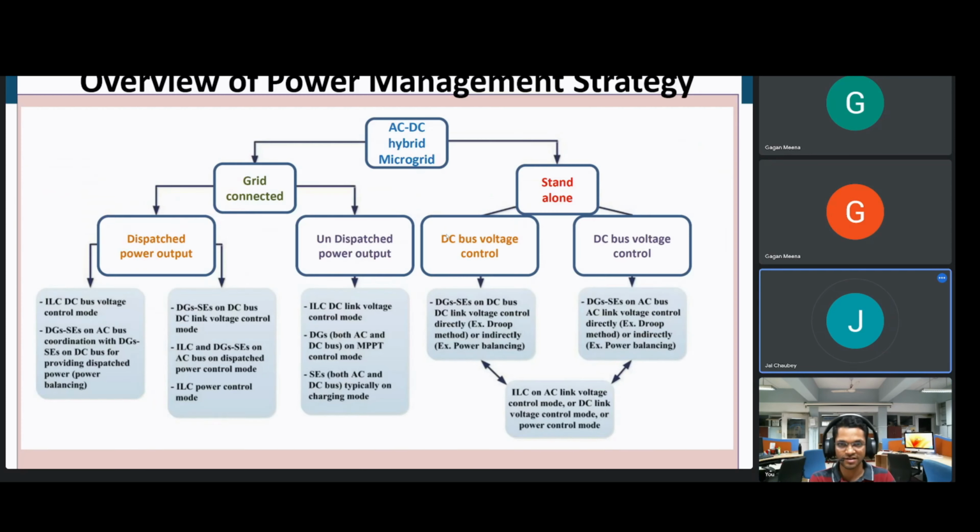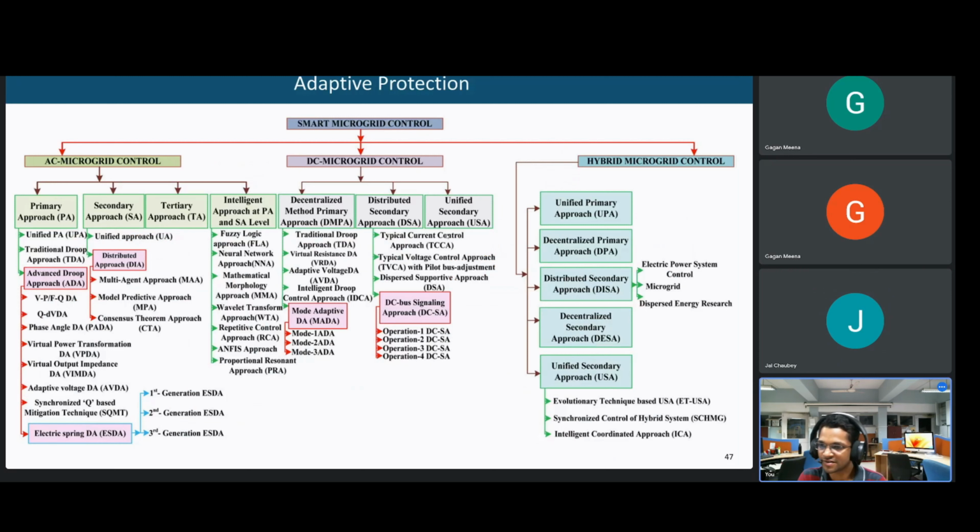So this also you can go through if you want. I have taken this from some paper. This is another elaborate classification of different techniques for AC, DC, and hybrid. So we have seen this one in lectures: phase angle group, virtual impedance, and virtual power transformation also. Then one was also virtual inertia based.